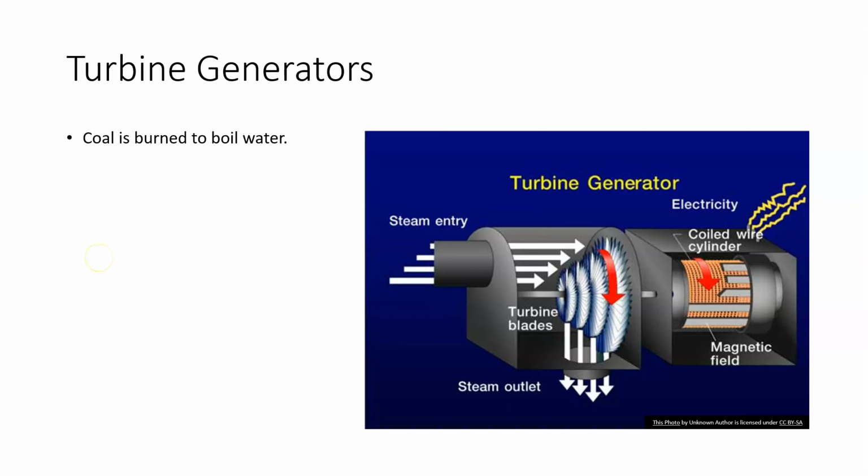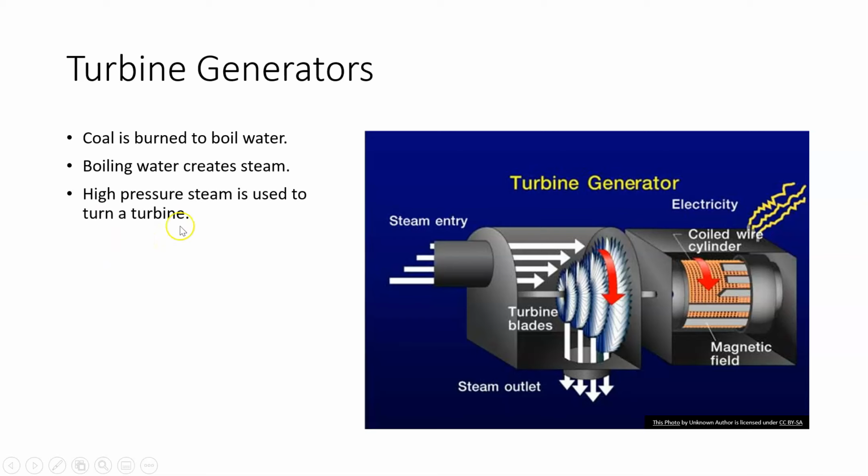But the way this works is you burn a fuel to boil water. So in the case of coal, you would burn coal in a furnace, right? And use the heat from the combustion to boil water. The boiling water, of course, creates steam they can put under high pressure. The high pressure steam is then used to spin a turbine, right? So a turbine is basically referring to a mechanical device with some sort of paddle wheel type system that will spin when something pushes it, right?